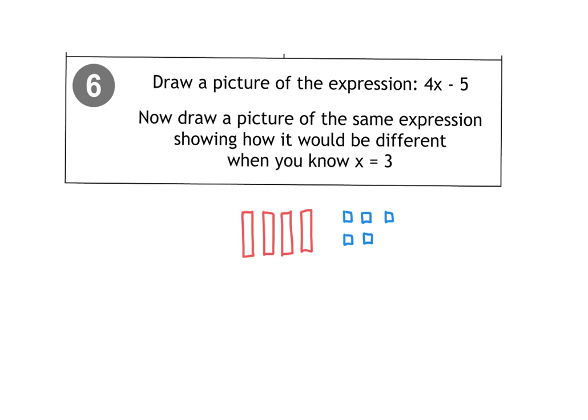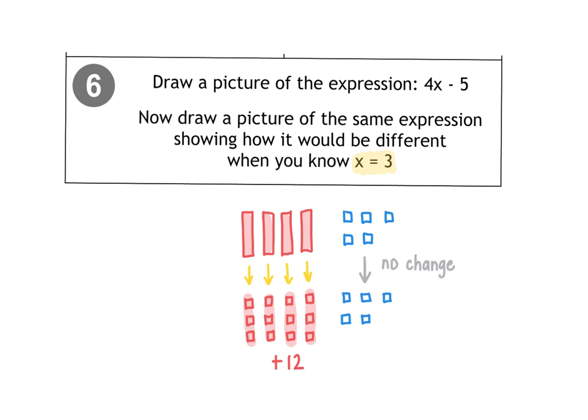To draw the picture of the same expression showing how it would be different if we know x is equal to 3, we're going to replace each of the rectangles with 3 small red squares. That's what x equals 3 means, that for every one of the rectangles, x's, it has 3 positives in its place. As we can see, that will leave 12 positive small squares and 5 blue negative small squares.